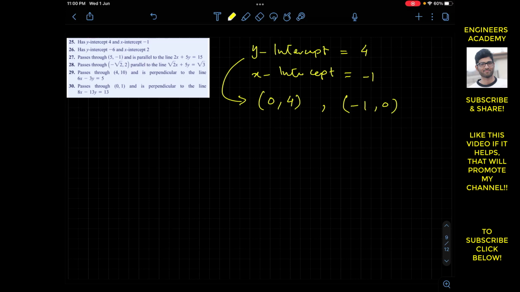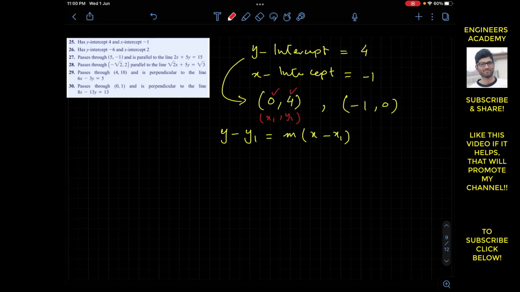If we are given the y-intercept and the x-intercept, we are given indirectly two points on the straight line, the intersection points of the line with the y-axis and the x-axis. So we can use the point-slope equation to find the equation of the line. We write y minus y1 is equal to m times x minus x1. Let's say this is our x1 and this is our y1.